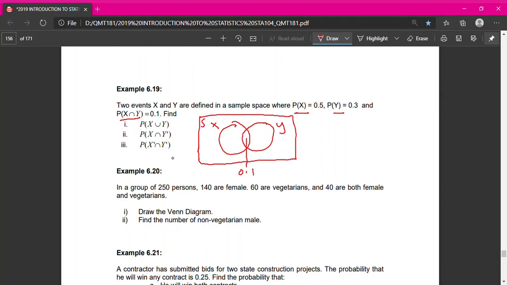So, probability of a set of a Venn diagram adalah 1. Okay, ini adalah event X. Probability of event X adalah 0.5. Semua sekali ni 0.5. So, di sini dah 0.1. So, di sini will be 0.4. Okay, tambah dua ni will be 0.5. Sebab probability of X adalah 0.5. Probability of Y pula adalah 0.3. Ya, 0.3 semua sekali. Tapi kat sini dah 0.1. So, here will be 0.2. Ini cara nak lukis Venn diagram.